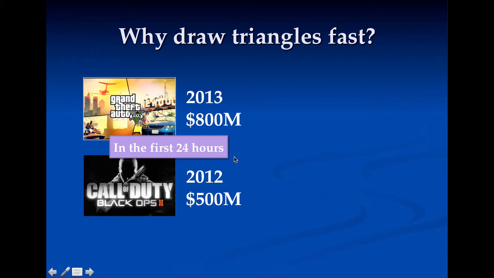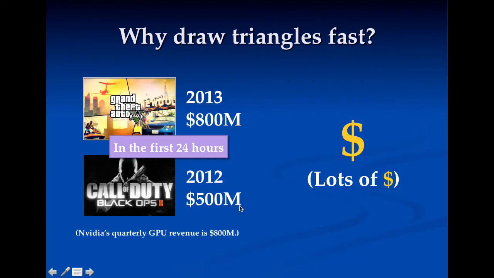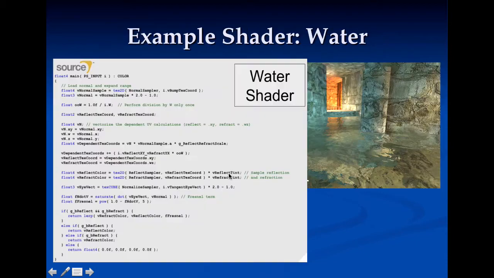So why do we care about GPUs and drawing triangles fast? Well, it's all about money. In fact, it's about lots and lots of money. To put these numbers in perspective, NVIDIA's quarterly revenue was $800 million. That means this one video game in 24 hours sold as much as NVIDIA does in an entire quarter. Now granted, it took them a while and a lot of money to make the game, but these are huge amounts of money in video games, and that's why people are pushing graphics so much.